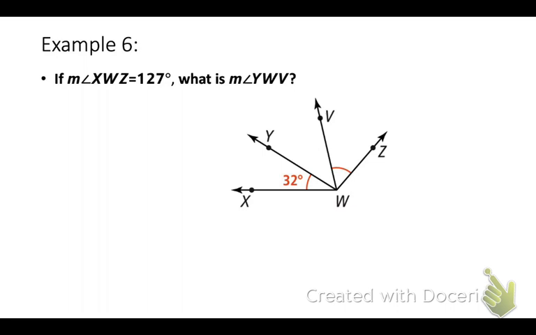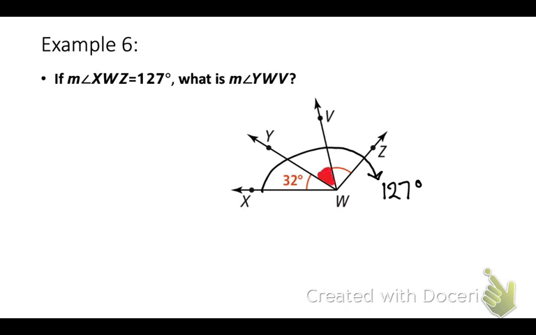Okay, so we have the measure of XWZ is 127. What is YWV? Okay, so the whole thing, right? XWZ, the whole thing is 127, yes? So how are we going to find just the middle part, right?